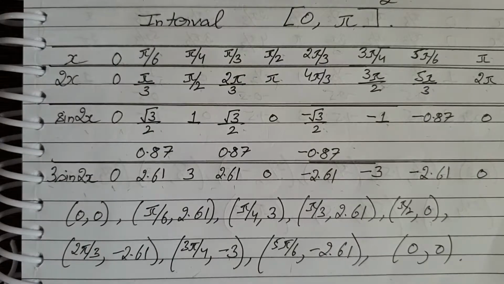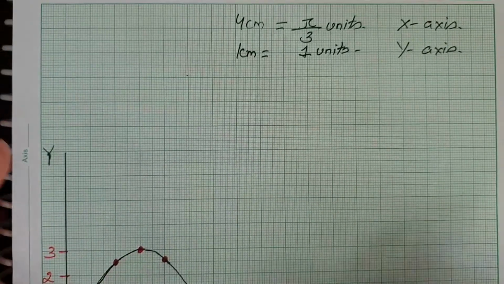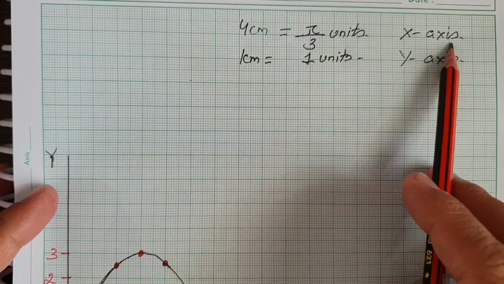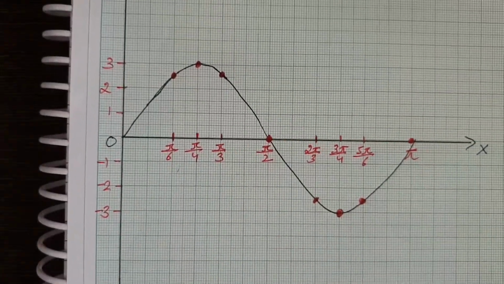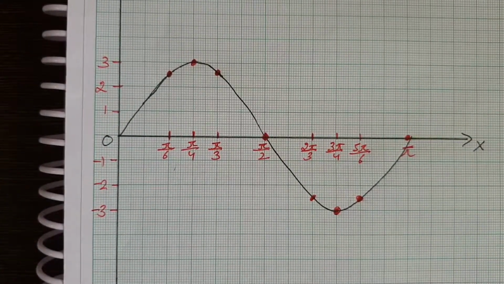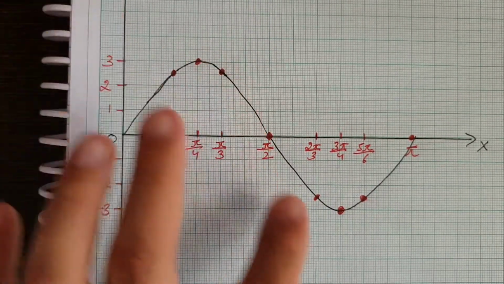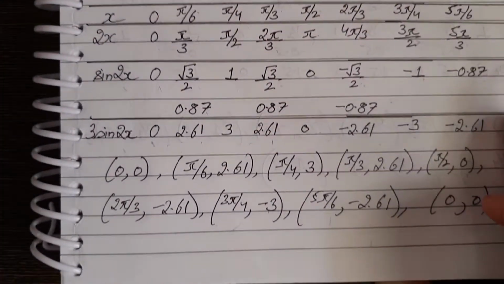Now see, here there is a bit of a change of scale. The scale that I have taken is 4 centimeters as pi by 3 units on the x-axis and 1 centimeter as 1 unit on the y-axis. So plotting the points, you see the range is from 3 to minus 3, and here are the points. So these are all plotted against these points.